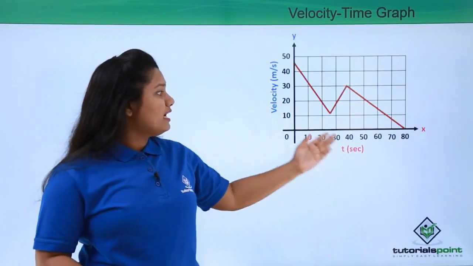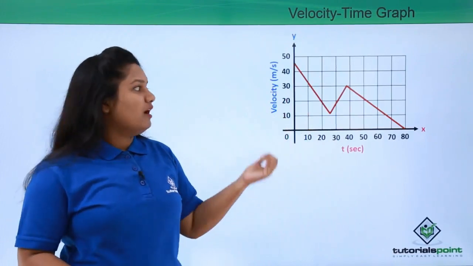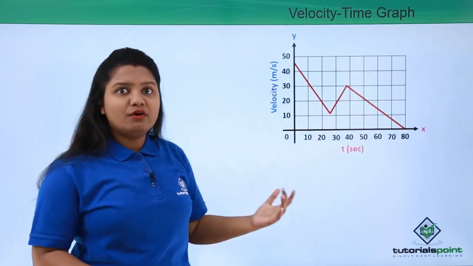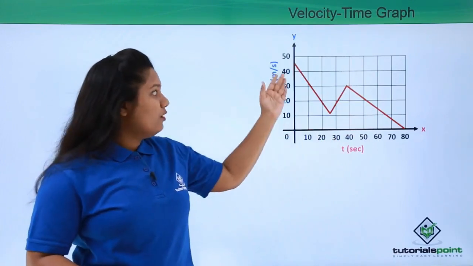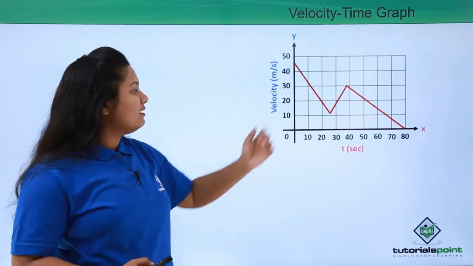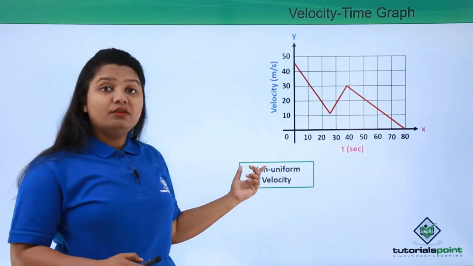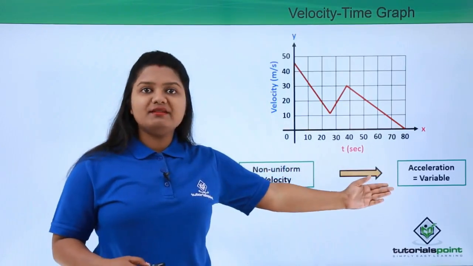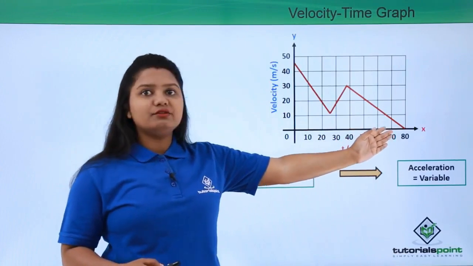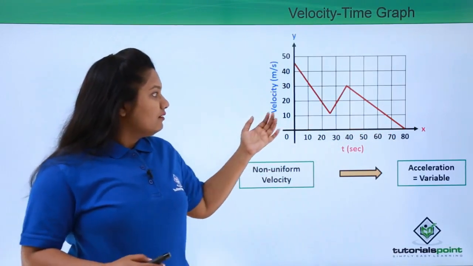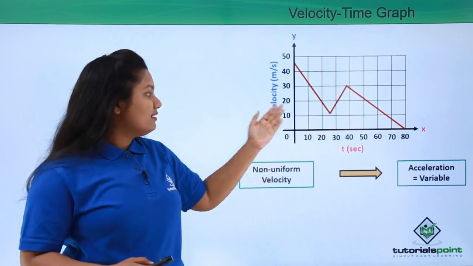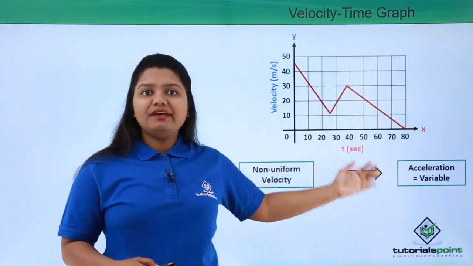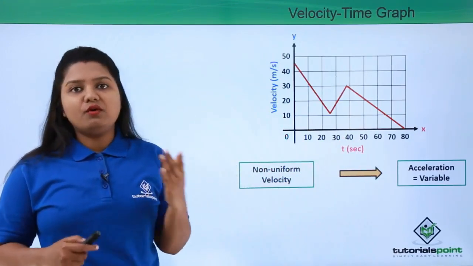Now let's say we have a velocity time graph of this kind. We don't see a line which is parallel to x-axis or with a negative or a positive slope. It is all mixed up. So in this case, we can say that the body is moving with non-uniform velocity. And the acceleration is also variable since it is not a straight line throughout. So on seeing a graph like this, we can infer that the body was moving with a non-uniform velocity with a variable acceleration which is not constant.